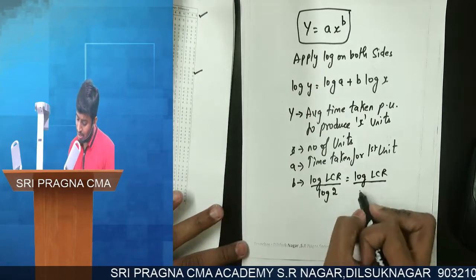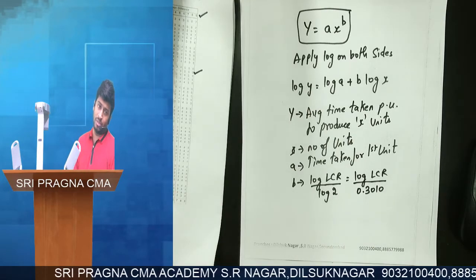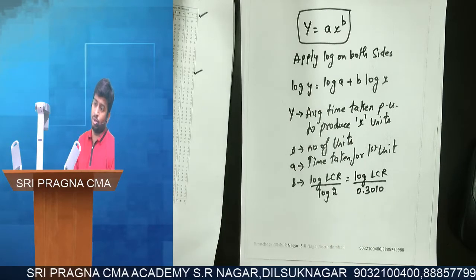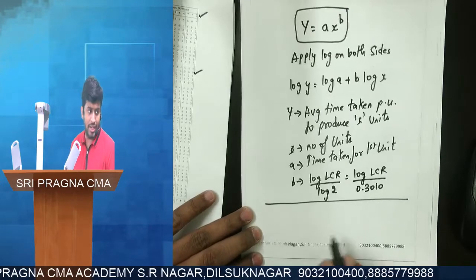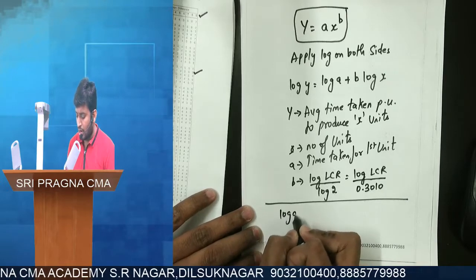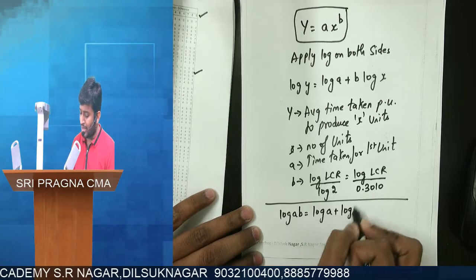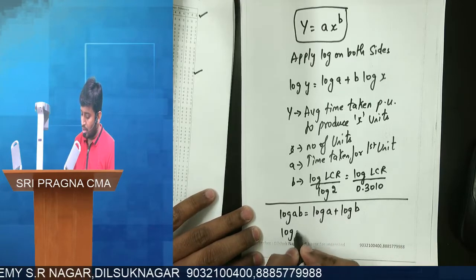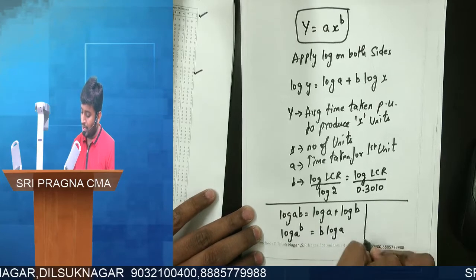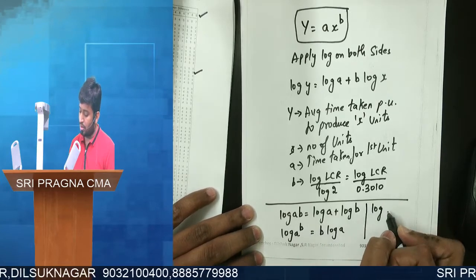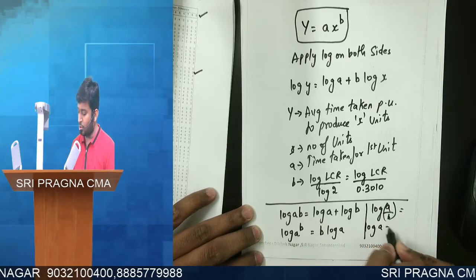Check करो बाबा. 0.3010. How to use this in the problems I'll tell you. You don't worry. Before that, सुनो रे, before that, ये मालूम रहना रे: log ab is equal to log a plus log b, log a to the power of b is equal to b log a, and log a by b is equal to log a minus log b. ये सब यूज करेंगे अपन.